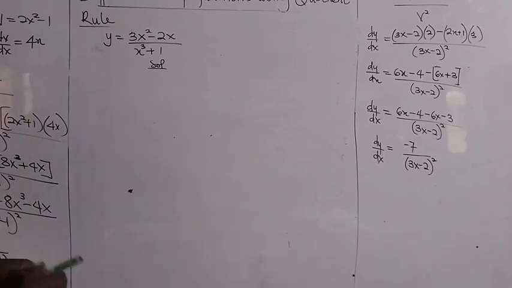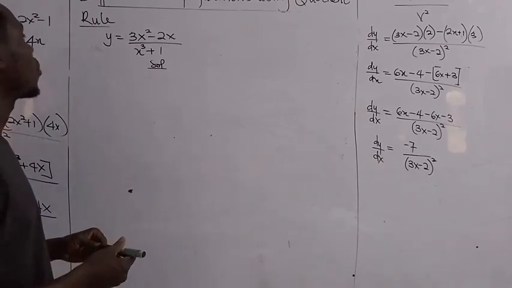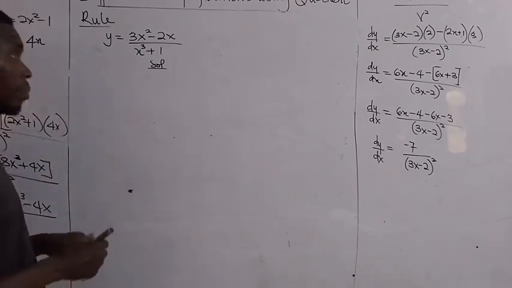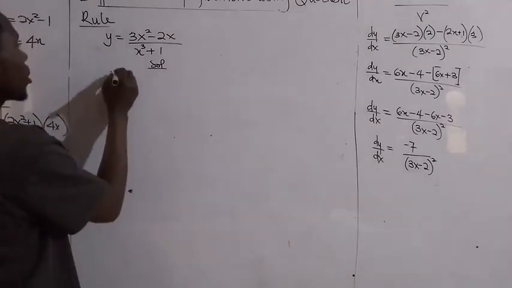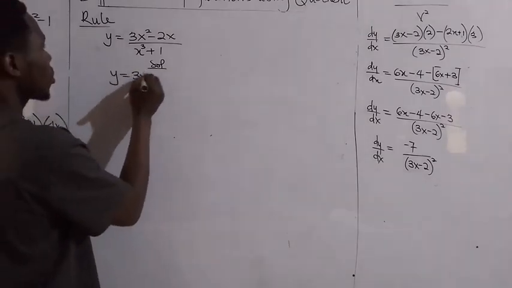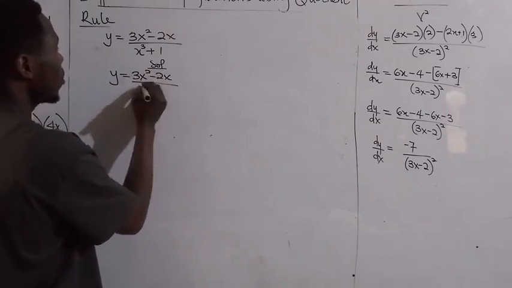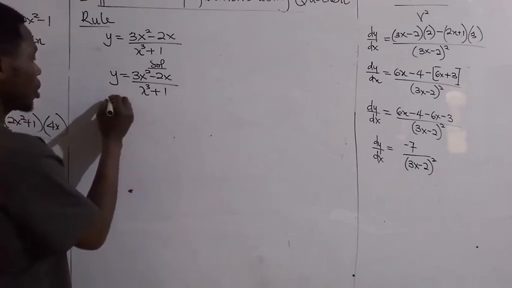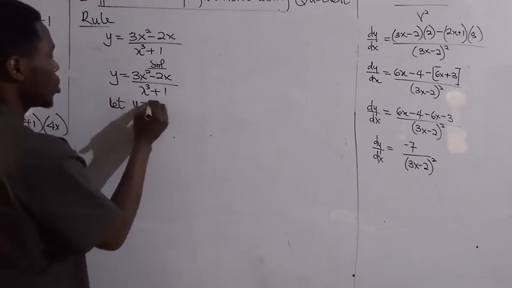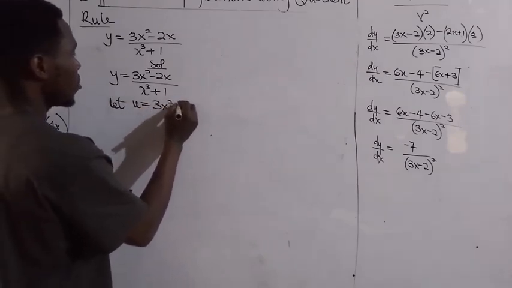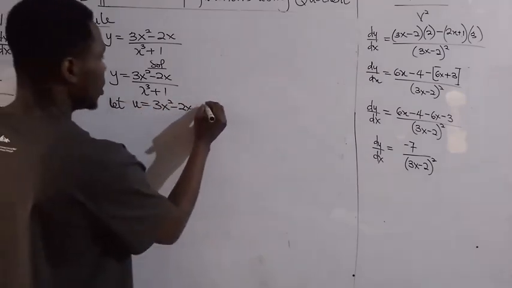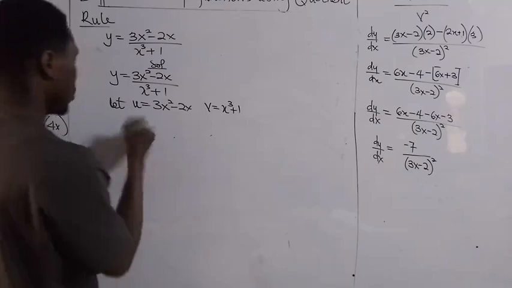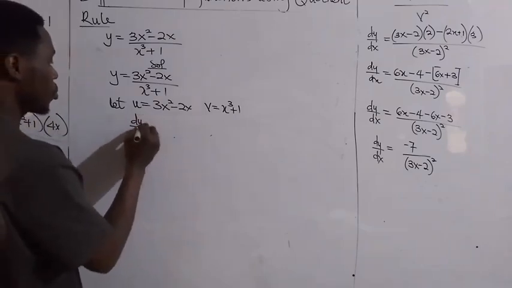So as you can see, the last question is on the board. Y is equal to the function 3x squared minus 2x over x cubed plus 1. So we repeat the question. Y is equal to 3x squared minus 2x all over x cubed plus 1. What do you do? You let u. So we let u to be equal to what? 3x squared minus 2x. Then our v should be equal to what? x cubed plus 1.